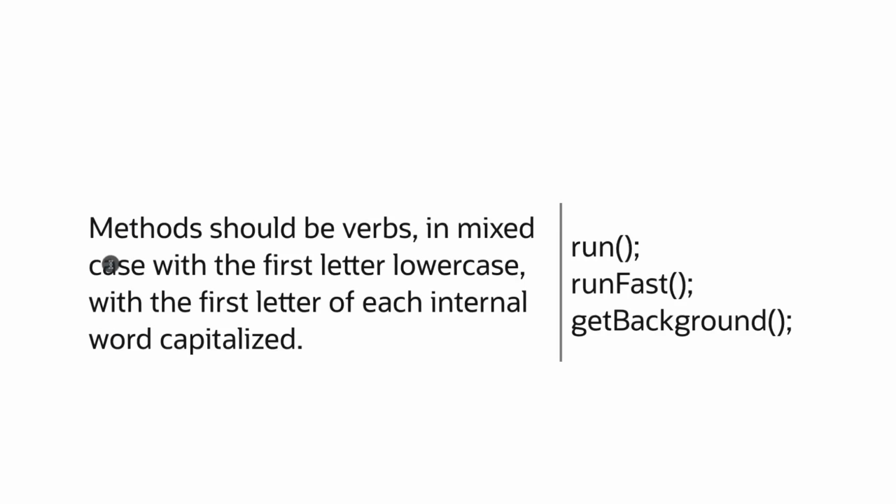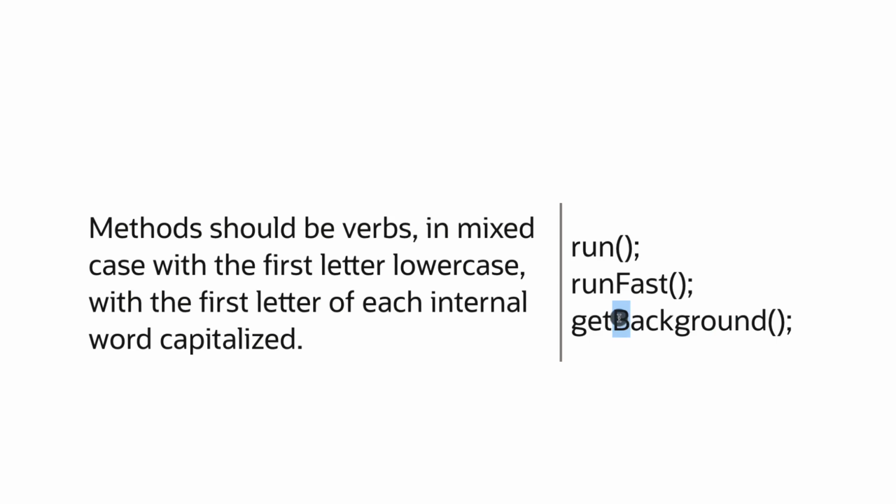Let me cover the naming conventions for methods. Methods should be verbs in mixed case with the first letter lowercase and with the first letter of each internal word capitalized. So here, run, and then fast. But have a look, this F in here has to be uppercase. The same with get and then background. So get starts with lowercase, and the second word, the first letter is with uppercase.